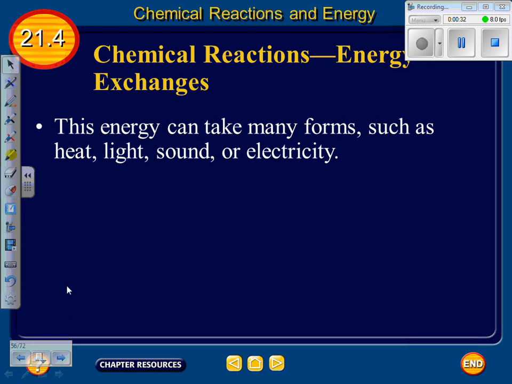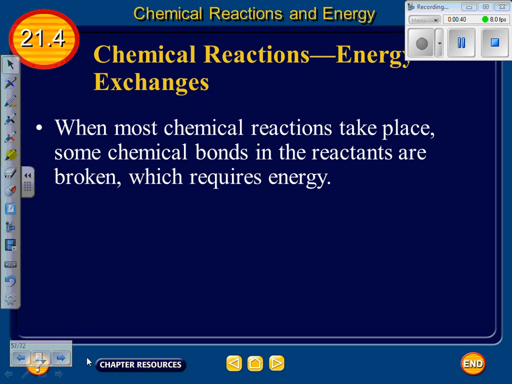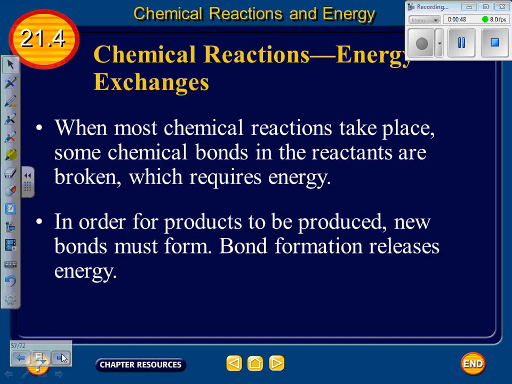Energy can take many forms, such as heat, light, sound, or electricity. Chemical bonds are the source of this energy. When most chemical reactions take place, some chemical bonds in the reactants are broken, which requires energy. In order for products to be produced, new bonds must form. Bond formation releases energy.